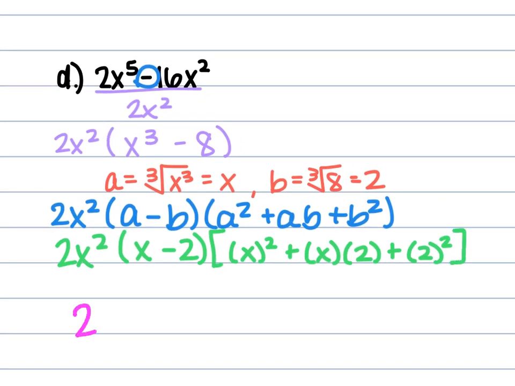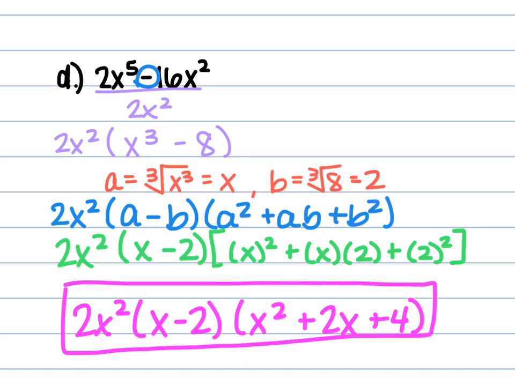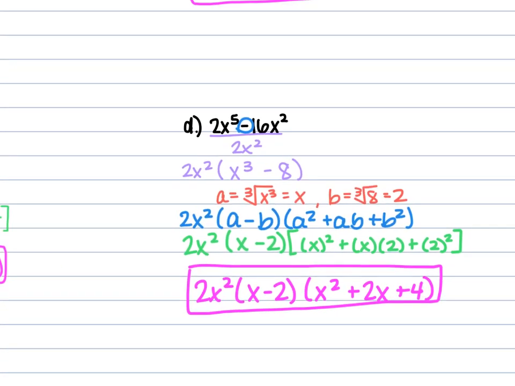So now simplify. The 2x squared is going to stay. The x minus 2 doesn't have to change. The x raised to the 2nd power is x squared. The x times 2 is positive 2x. And the 2 squared is 4. So we have 2x squared times x minus 2 times x squared plus 2x plus 4.